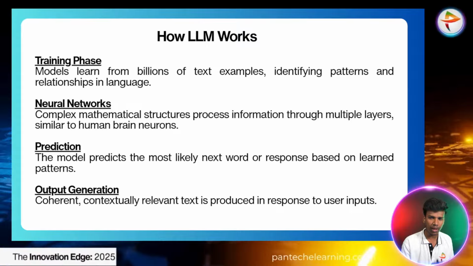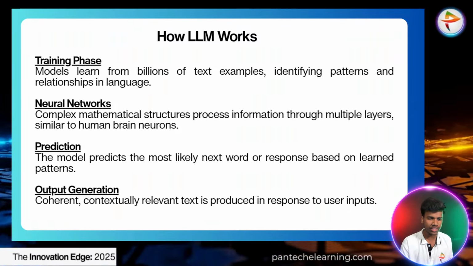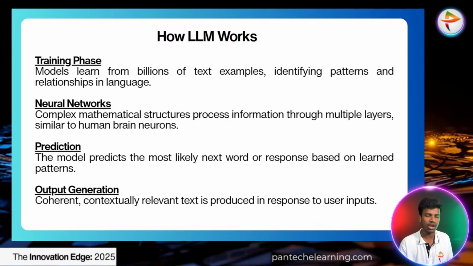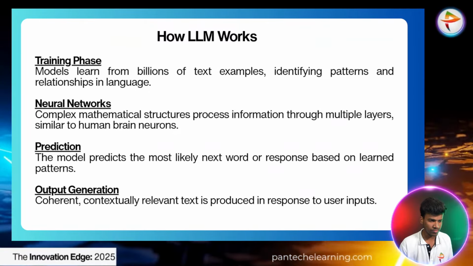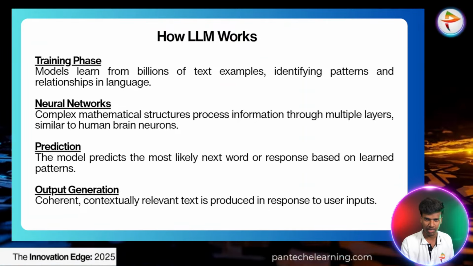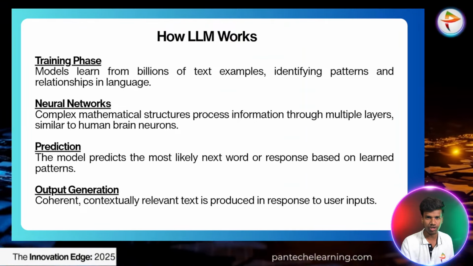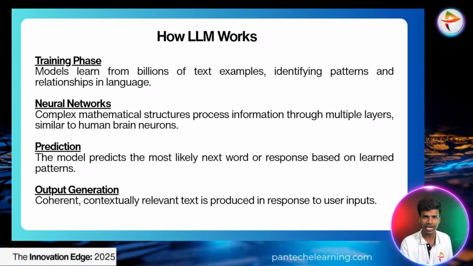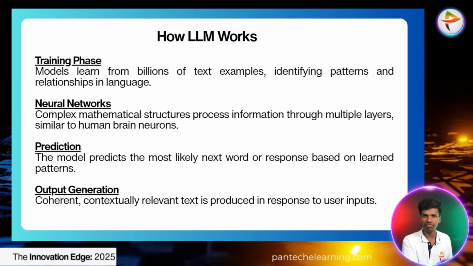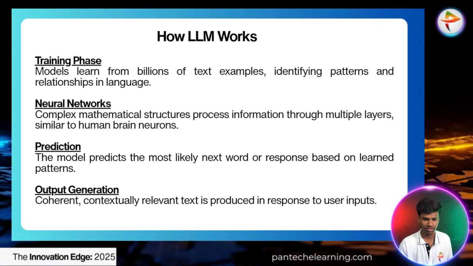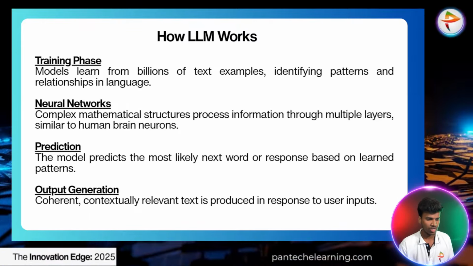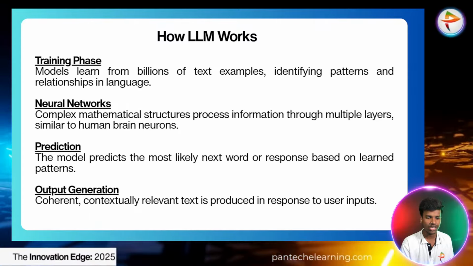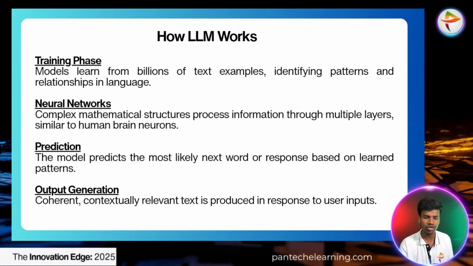Then followed by prediction. The model predicts the most likely next word or response based on learned patterns. What it gets as the answer from the particular neural network, it delivers to the user. It learns the answers with the help of the neural network, based on our query. That is our prediction. The final output generation is when coherent, contextually relevant text is produced as a response to the user input.